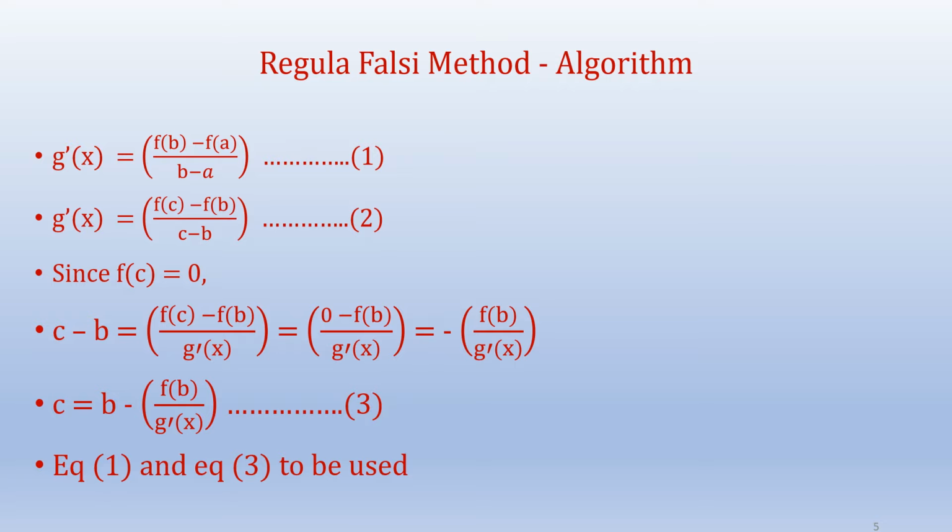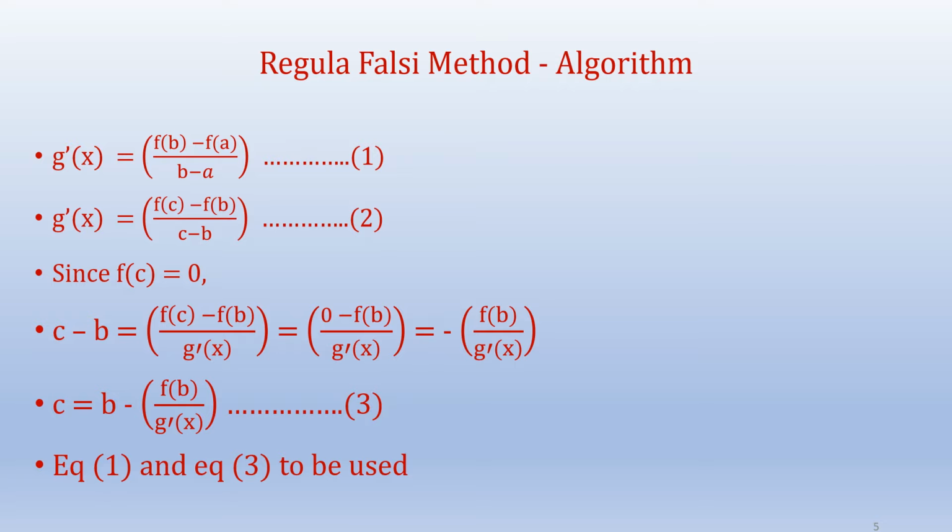g dash of x is the slope of the line, which is equal to f of b minus f of a by b minus a. g dash of x is also given as f of c minus f of b by c minus b. And since f of c equals 0, we can obtain c minus b equals f of c minus f of b by g dash of x, and we can obtain c equals b minus f of b by g dash of x.